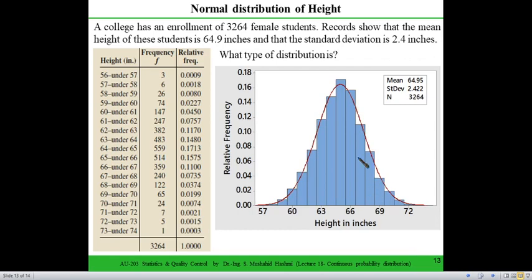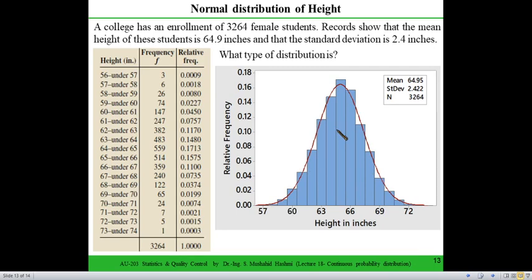If you draw its histogram, you can see 60 to 61, 61 to 62, and 62 to 63. The relative frequency is plotted, and you can see the maximum value comes out in the order of 0.17 something. Here the mean value is 64.9 inches and the standard deviation is 2.4 inches. We can use Minitab to draw such graphs.